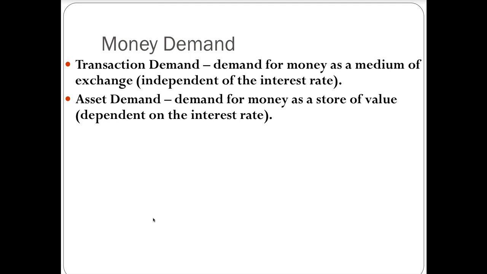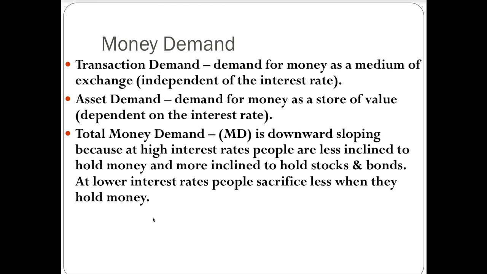You add all those different demands up, and you're going to get total money demand. It is downward sloping because at high interest rates, people are less inclined to hold money. They're more inclined to hold stocks and bonds because they can get high interest on them. At lower interest rates, people sacrifice less when they hold money, so therefore they're going to hold more money at lower interest rates.